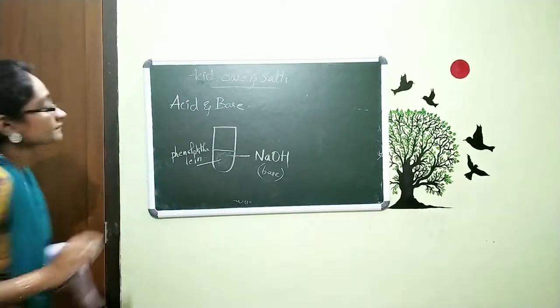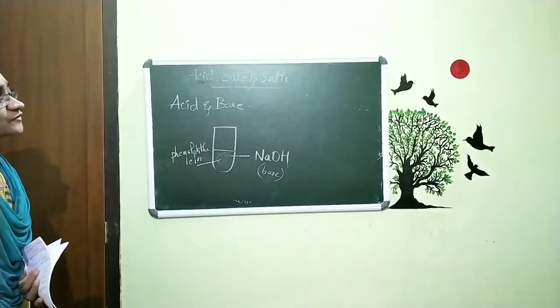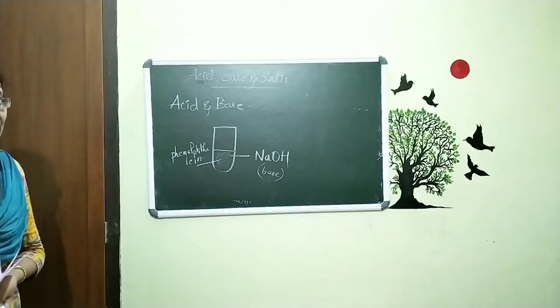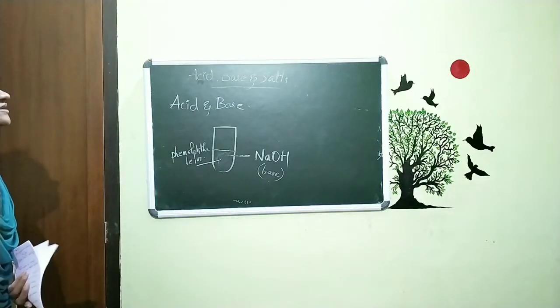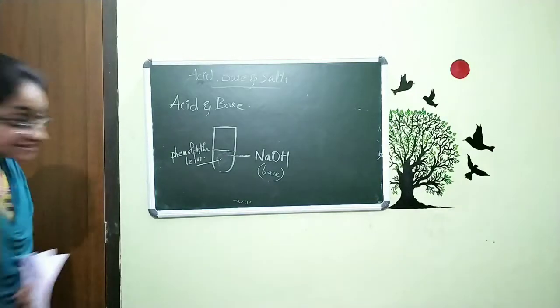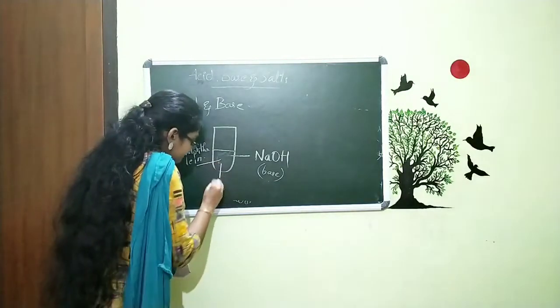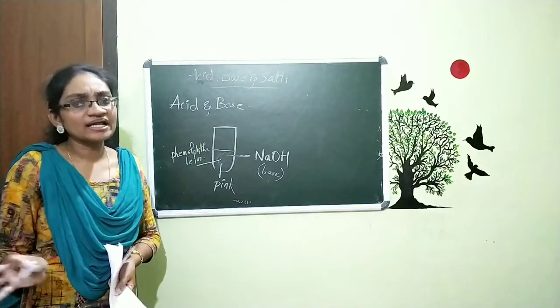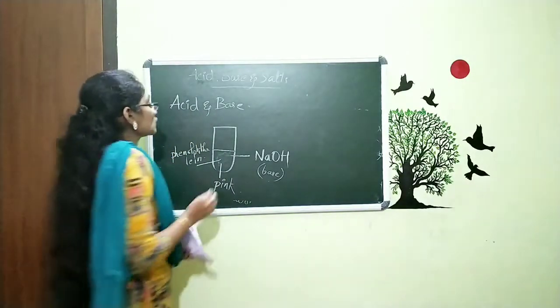Phenolphthalein in this. Now what is the color of this? When the phenolphthalein is added to the base, what is the color of this solution? The color is pink. And for the acid, it will be colorless.